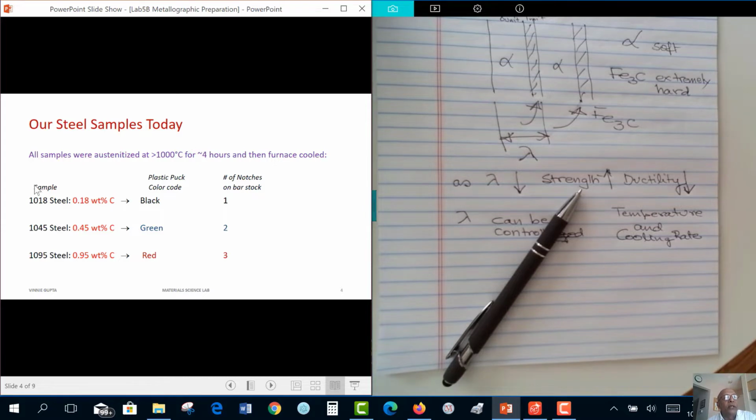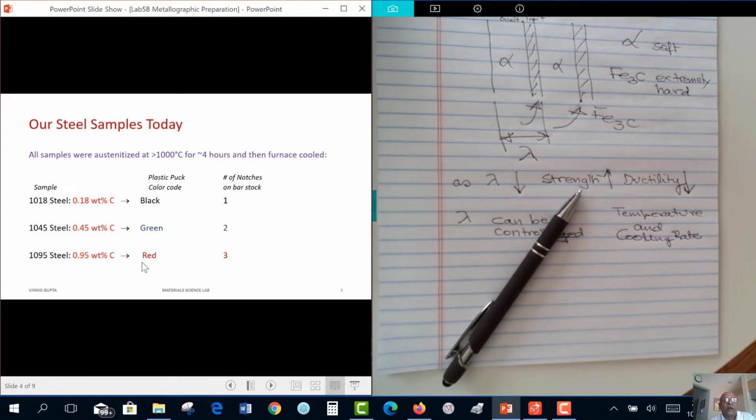So our steel samples today, all samples were austenitized at temperature around 1000 degrees C for 4 hours and then furnace cooled. Furnace cooled means we just switch off the furnace, and wait for a day for it to come back to room temperature. So we have a 1018 steel, which has got 0.18% carbon. We have 1045 steel, 0.45% carbon, and 1095 steel, 0.958% carbon. So we are going to mount them into bakelite pucks, and we are going to select black, green, red.